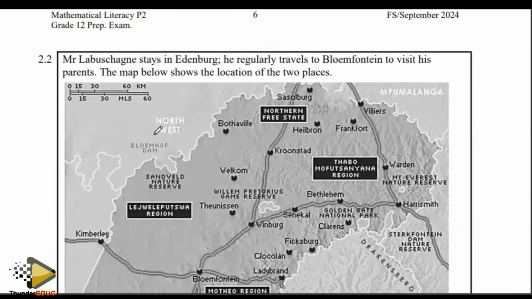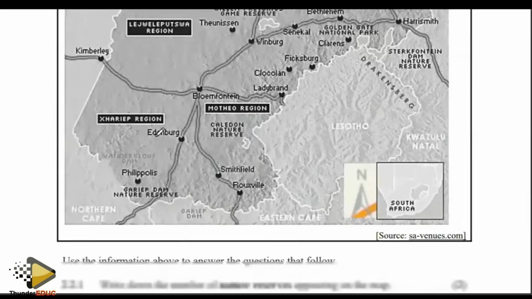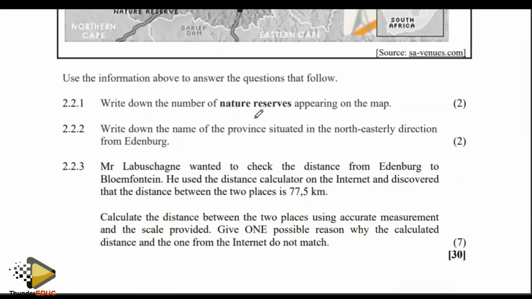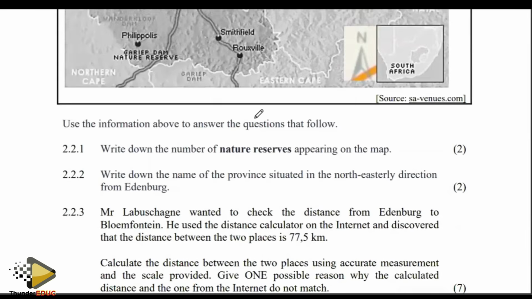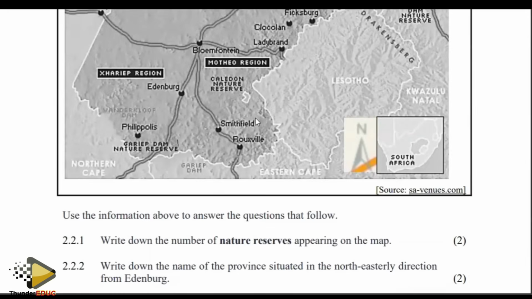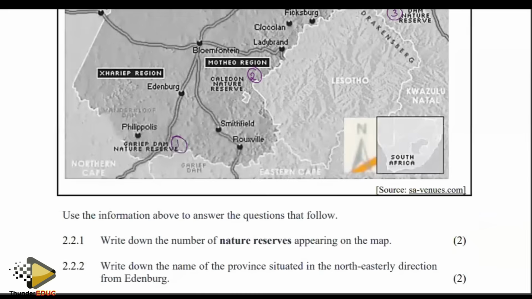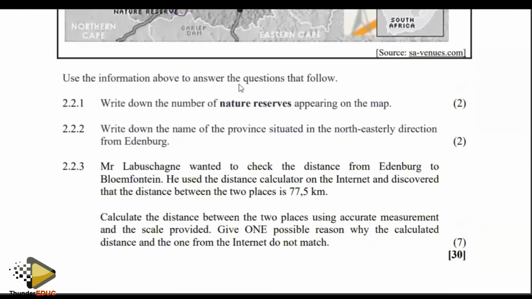Question number 2.2. We have a map that we see here. All right. Then write down the number of nature reserves appearing on the map. Nature reserves we have 1, 2, 3, 4, 5. So the answer there becomes we have 5 nature reserves.